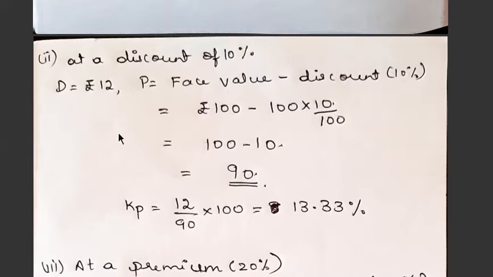So the formula is D divided by P into 100. 12 is the dividend. P is equal to 90, into 100. You will get 33.33%. Okay.